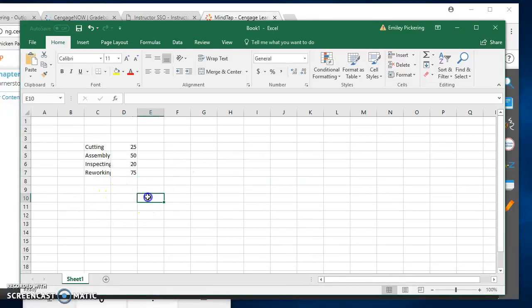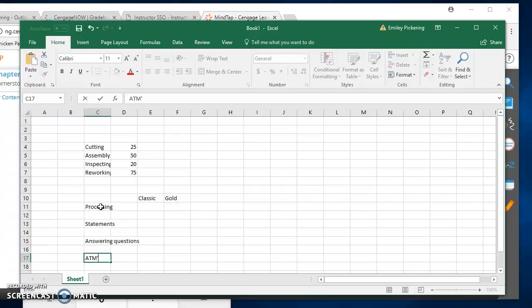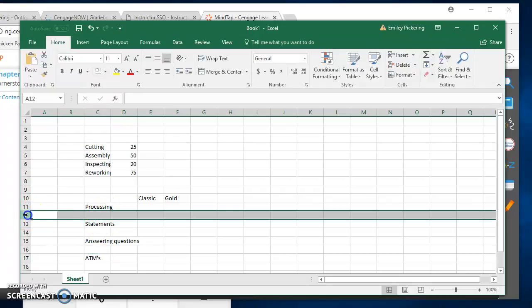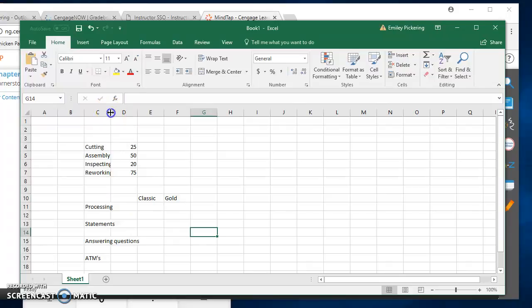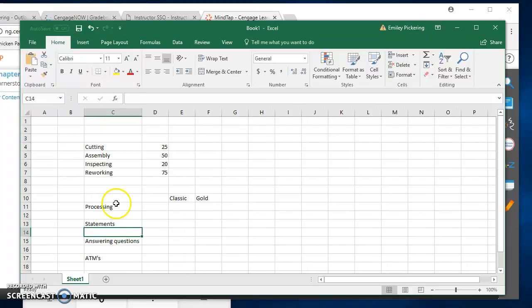So I have my Classic, and I have my Gold. And then I want to calculate all the different costs that are associated with these cards. So I have processing, I have statements to prepare, I have answering questions, and I have ATMs. I'm leaving two spaces here because I'm going to have a cost for the Classic and a cost for the Gold.